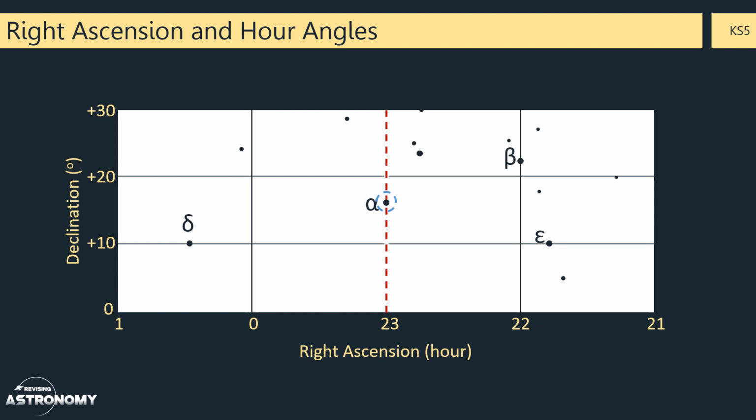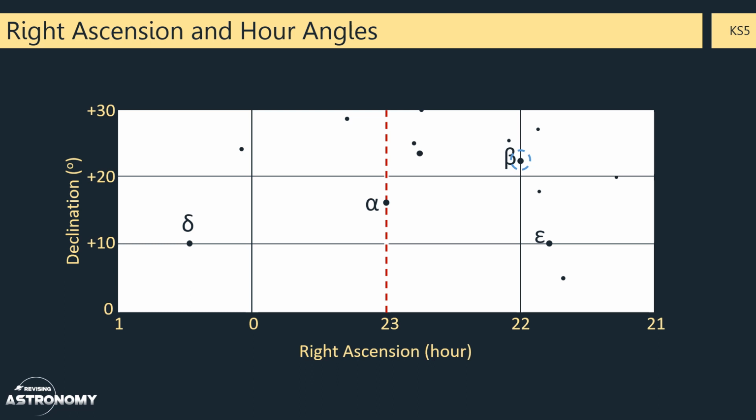Okay, in these next questions, you need to calculate the right ascension and hour angle of stars alpha, beta, delta, and epsilon. So we'll start off with alpha here. So to calculate the right ascension of alpha, we literally just work it out down to the axis. So you can see that it has a right ascension of 23 hours. And the hour angle will be the time difference in crossing our meridian, but we can see that it's on our meridian, so therefore the hour angle will be 0.